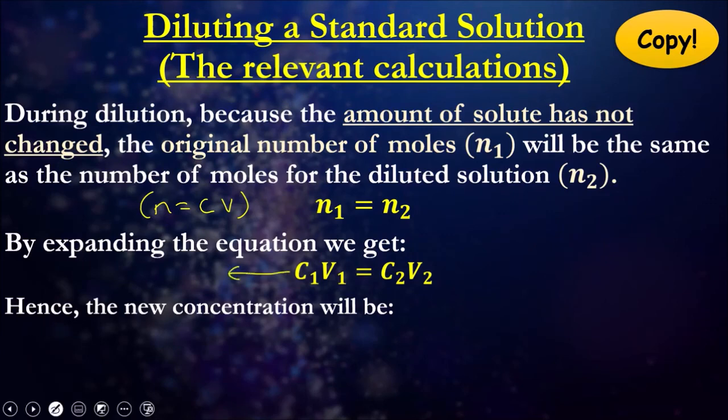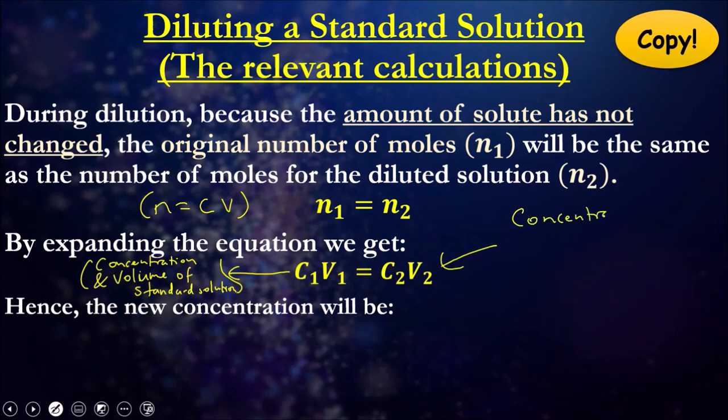So here we have concentration and volume of standard solution. You could put it as any of these numbers, but let's just say number 1 is the one we originally had. And on this side, we have the concentration and the volume of the diluted solution.